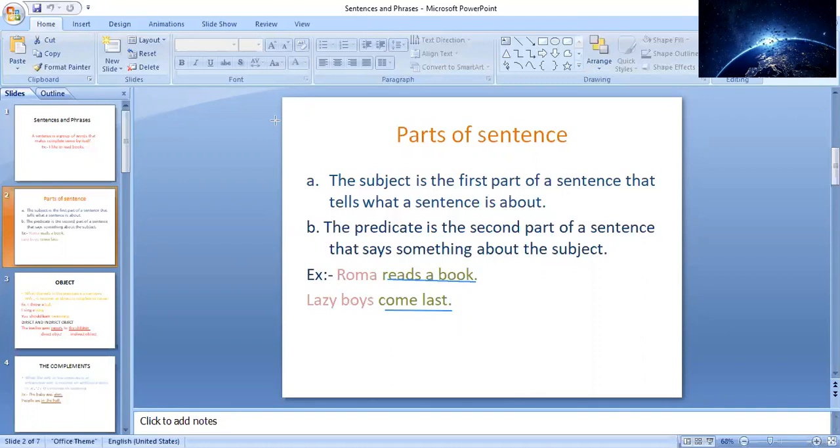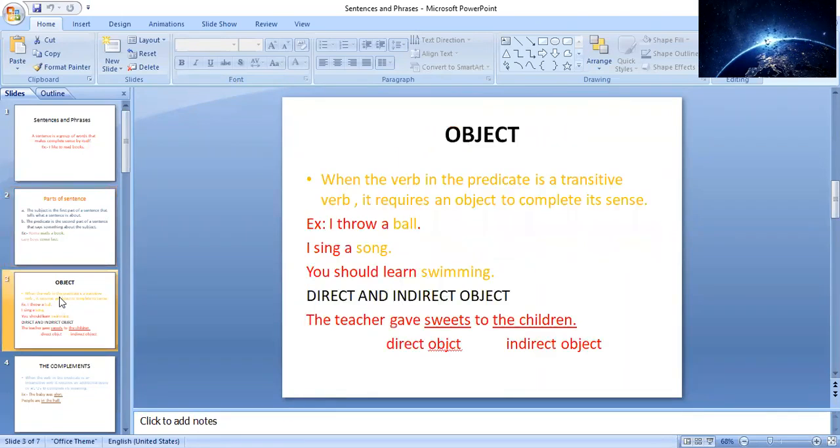What is an object? Hope all of you understood till now. Then I'll move to object. What is an object? When the verb in the predicate is a transitive verb, it requires an object to complete its sense.